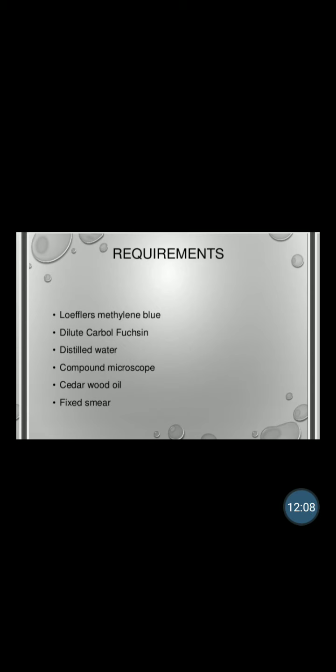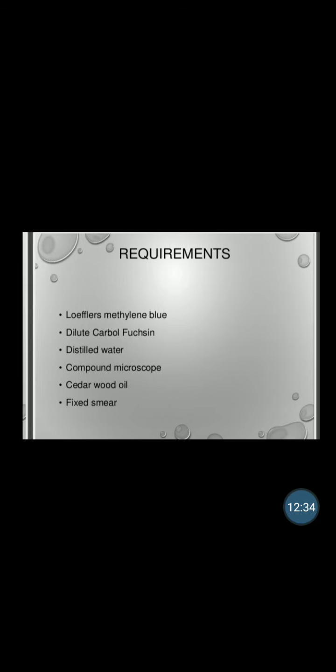Then the requirements: Loeffler's methylene blue, dilute carbolfuchsin, distilled water, compound microscope, cedar wood oil and fixed smear. These are the requirements for simple staining.